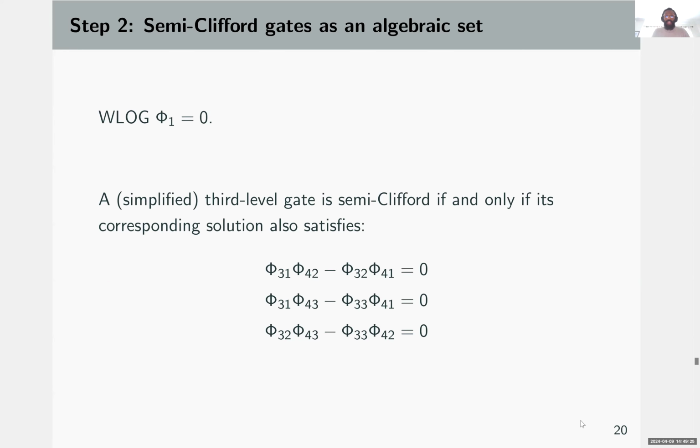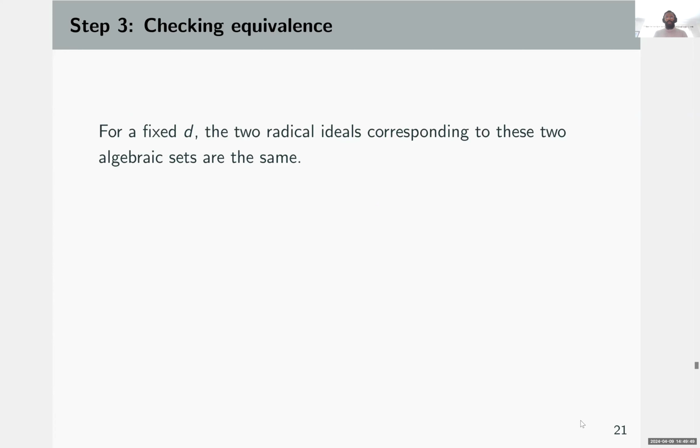And the next thing you want to do is characterize when those integers that describe some third level gate is also semi-Clifford. So it turns out you can also do that quite easily. So this, it looks like 3 determinants because it is. But yeah, basically we just are able to tell when a gate is semi-Clifford just in terms of the numbers that describe them. And so what we want to do is, now that we have one set of polynomial equations that define third level and another set that tells you when it's semi-Clifford, we want to show that those 2 shapes are the same.